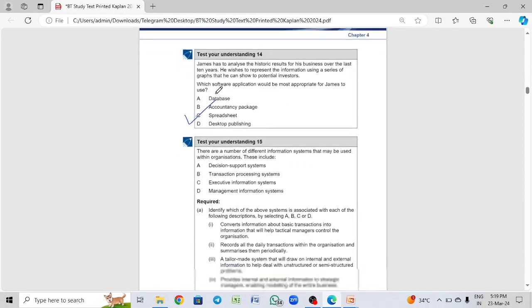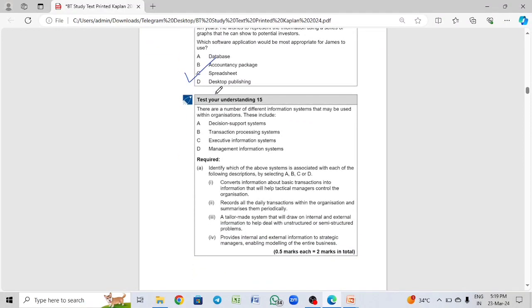Okay, now let's move to test to understand number 15. Test to understand number 15 has two parts. Okay, so what are these? Let's discuss. There are a number of different information systems that may be used within an organization. These include DSS, TPS, EIS, and MIS. Identify which of the above systems is associated with each of the following descriptions by selecting A, B, C, or D. Converts information about basic transactions into information that will be helpful to the tactical managers.